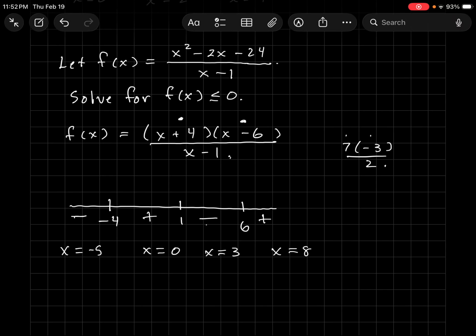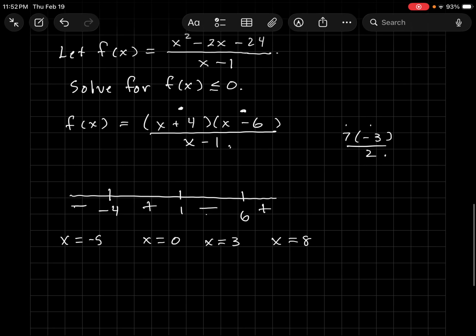So when is the function less than or equal to 0? Well, it's negative all the way from -infinity to -4. Now, should I include -4? That is, does the function equal 0 when x equals -4? And the answer is yes, because when I plug in x equals -4 into the top, the numerator is 0, the whole thing is 0. So I'll include it like that.